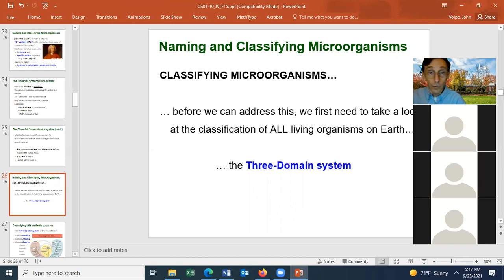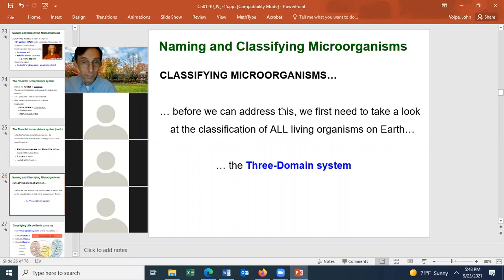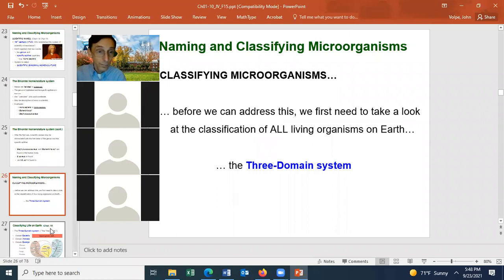All right, so we've talked about the naming of microorganisms. Now let's talk about the classifying of microorganisms. Before we can address the classification of microorganisms, we first need to look at the classification of all living organisms on the planet Earth. We classify all organisms into a 3-domain system.